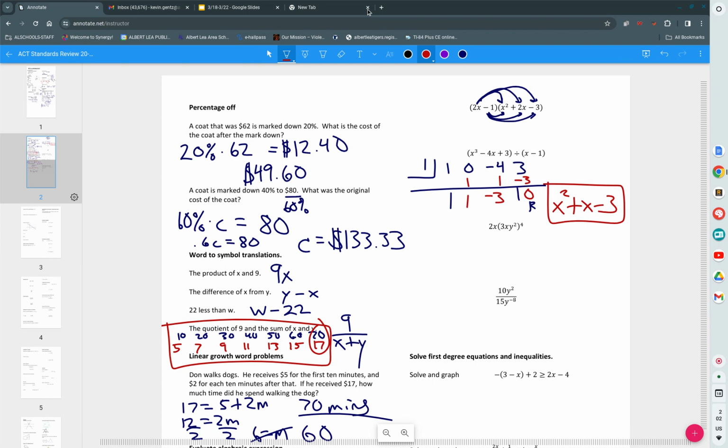The ACT loves to give problems involving exponents. I promise you'll see that. Try these next two on your own. See if we get the exponents.